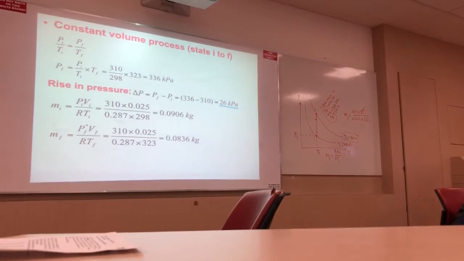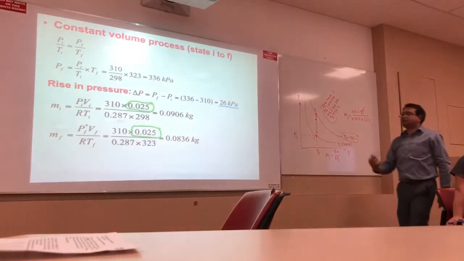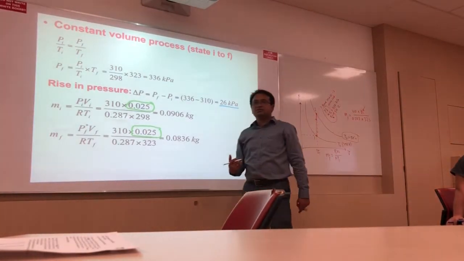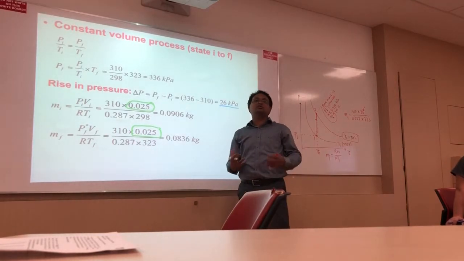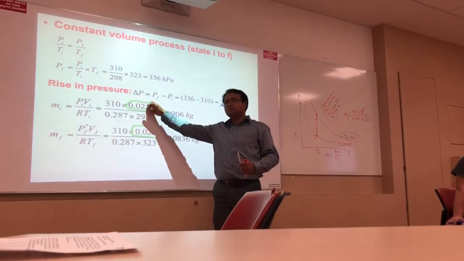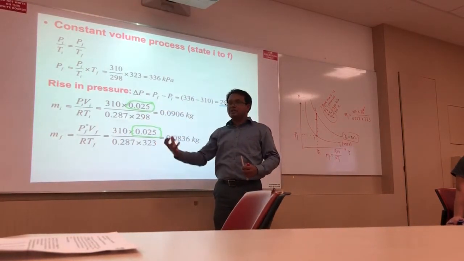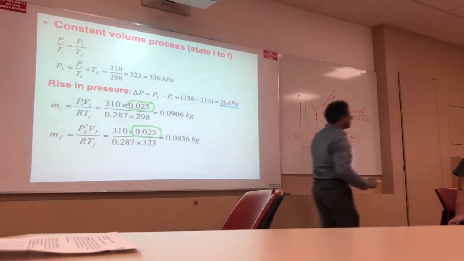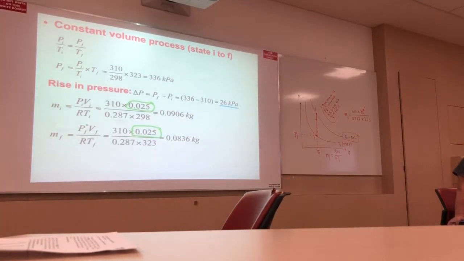So what can I do here? The initial mass I can calculate: Pi Vi by RT. So this is Pi. Vi is fixed, this one, because the volume of air is the fixed volume. It doesn't change. It's the tire volume, right? Because the molecules occupy the whole tire. That's why this volume is fixed. It doesn't change, even though you release air from the system. So that's why they are fixed.